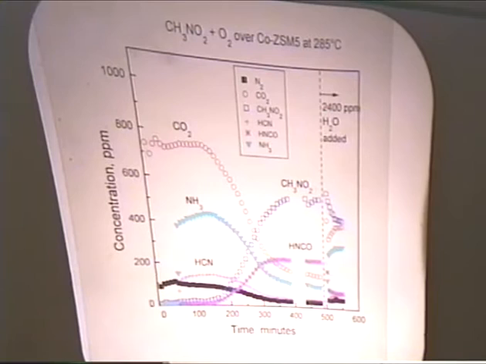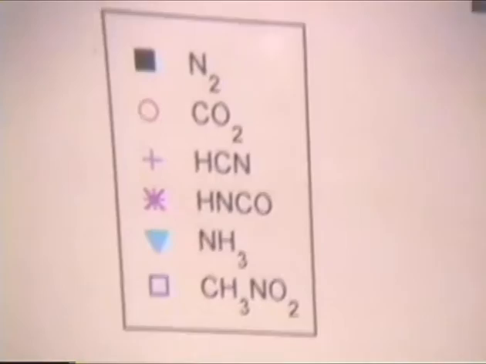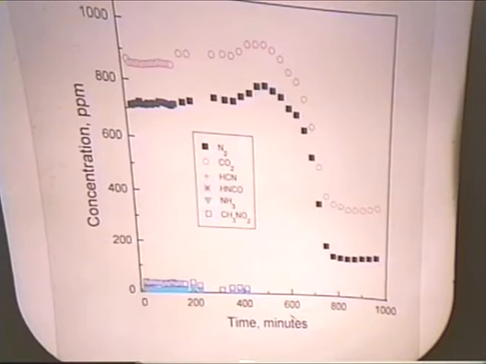Now, that sort of behavior seems to be typical of most zeolites, although we haven't studied a very large number, mostly because they're pretty slow sorts of experiments. Now, I'll just show you one here for copper. Nitromethane, NO, oxygen on stream. I should point out here that copper ZSM5 makes nitrogen, not ammonia.